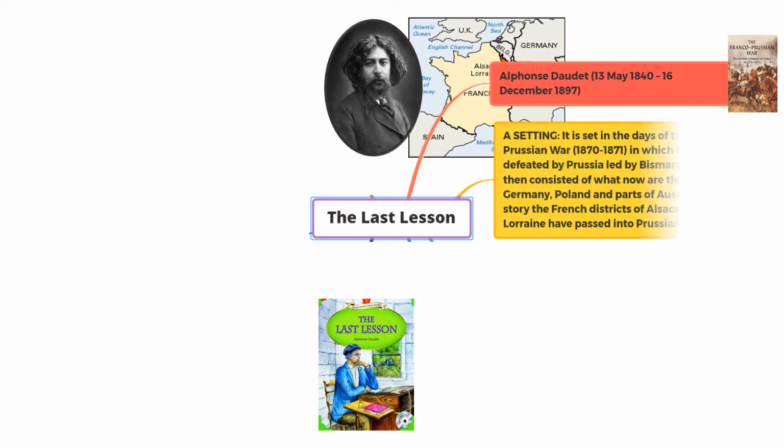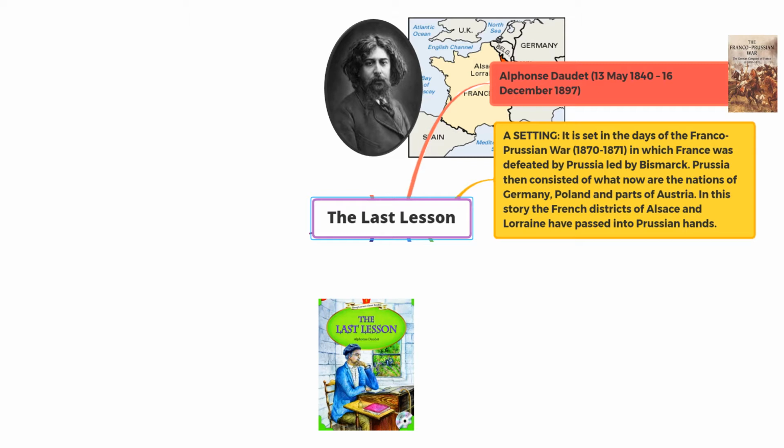The Last Lesson is set in the days of the Franco-Prussian War, 1870 to 1871, in which France was defeated by Prussia, led by Bismarck. Prussia then consisted of what now are the nations of Germany, Poland, and parts of Austria.